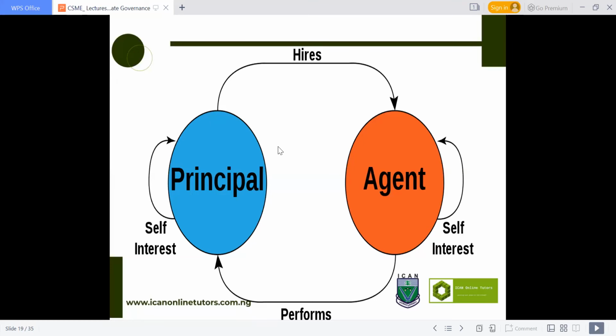Please, in corporate governance, when we say principal, have it at the back of your mind that we are referring to the shareholders. And when we say the agent, we are referring to the directors, okay? Principal can also be called the shareholder. Agent can also be called the director.